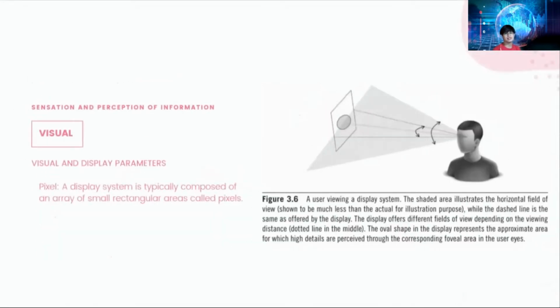Next is the pixel. A display system is typically composed of an array of small rectangular areas called pixels. So you are familiar with this, right? What we see on the screen now is of course composed of different pixels. They are those small squares. So I believe you are familiar with this. You already know pixels.